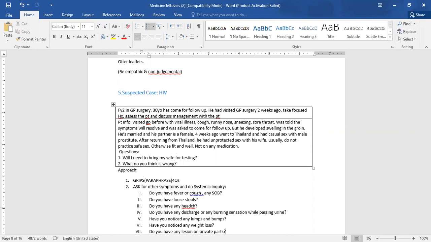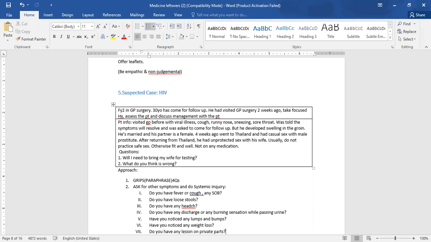The patient visited the GP before with a viral illness, cough, runny nose, sneezing, sore throat, was told the symptoms will resolve and was asked to come for the follow-up. But he developed swelling in the groin. He's married and his partner is a female. Four weeks ago, he went to Thailand and had sexual intercourse with a male prostitute. After returning from Thailand, he had unprotected sex with his wife. He usually does not practice safe sex, is otherwise fit and well, and not on any medication.